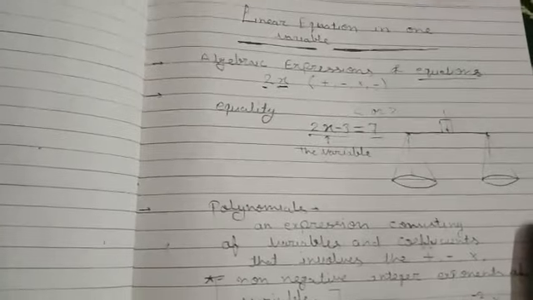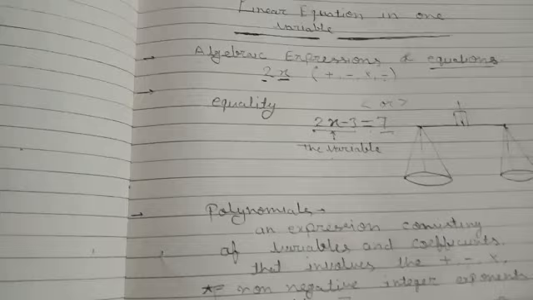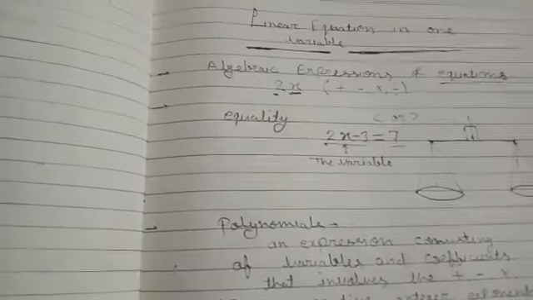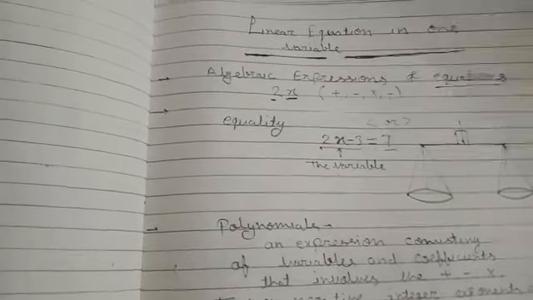Our chapter name is linear equation in one variable. So why linear equation in one variable? A polynomial whose degree is 1 is called a linear polynomial, and a linear polynomial that shows equality between two sides is called a linear equation in one variable.